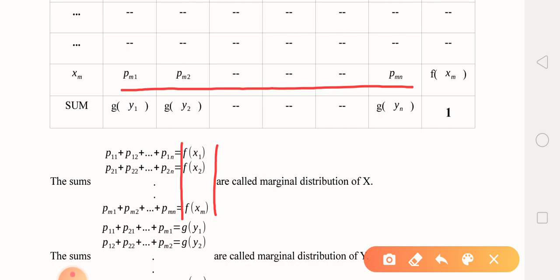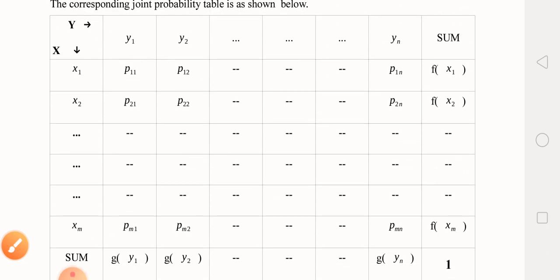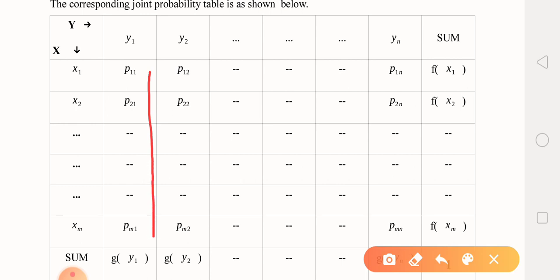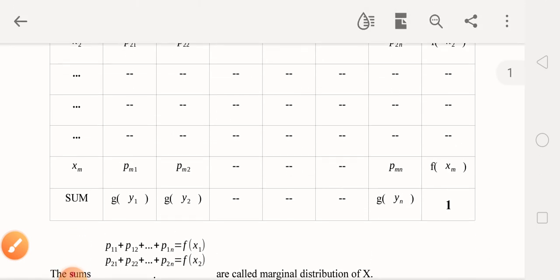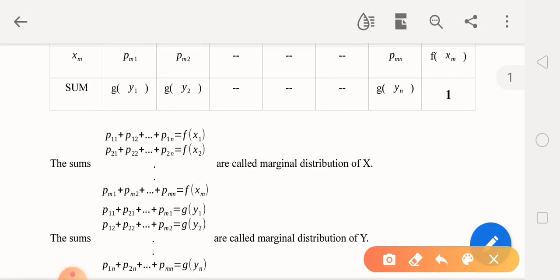In the same way, you consider the columns. The sum of the first column P11 plus P21 till Pm1 is g of y1. P12 plus P22 till Pm2 is taken as g of y2. And in the last column, P1n plus P2n plus up to Pmn is taken as g of yn. All these sums g of y1, g of y2 up to g of yn are taken as marginal distributions of Y.